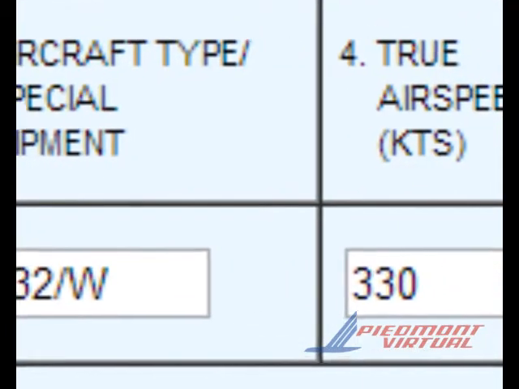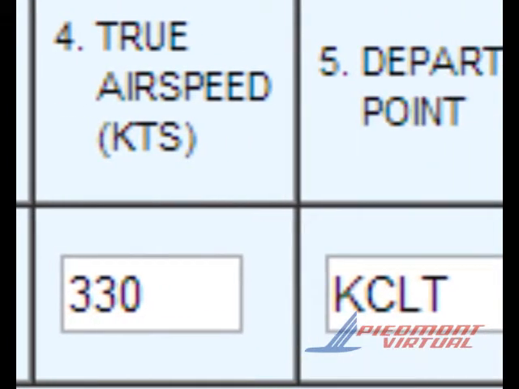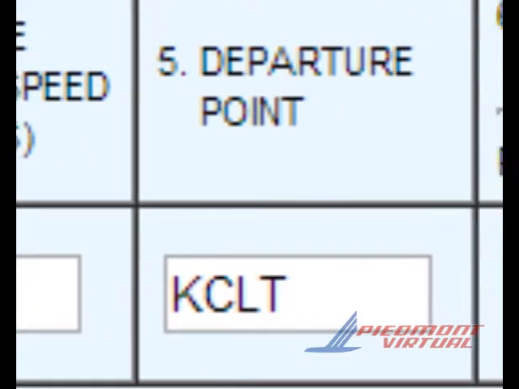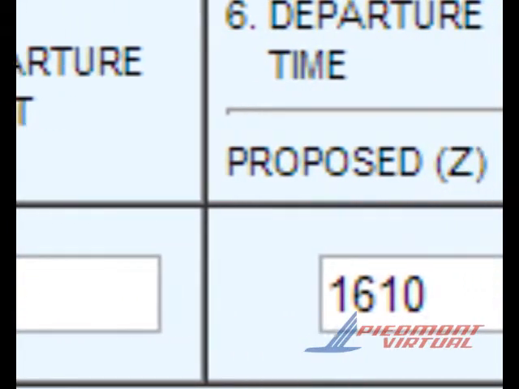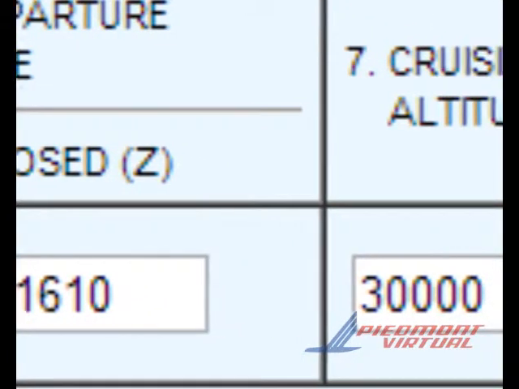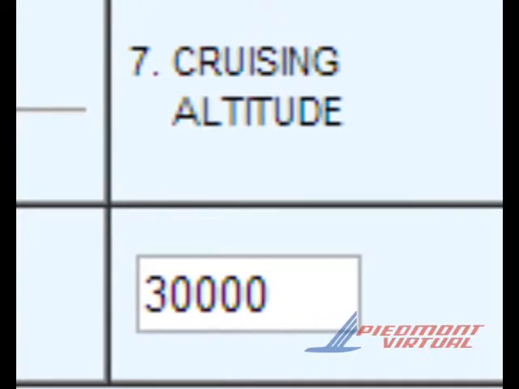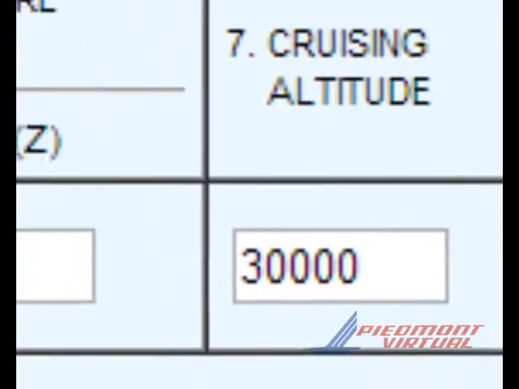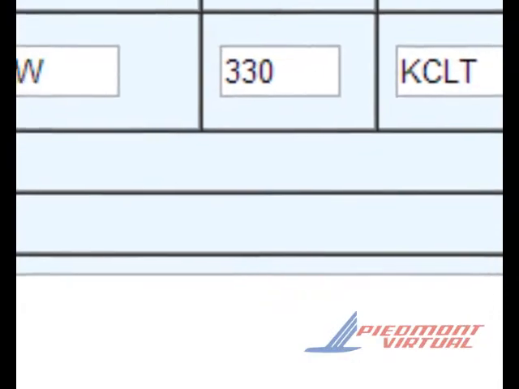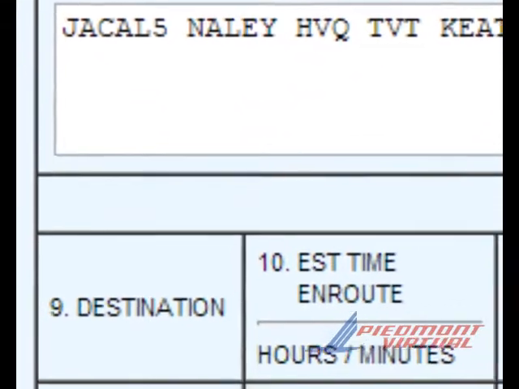True airspeed, I think that's a little hot for conditions, so we'll change that. Departing from Charlotte, departure time, we'll call it 16:10 Zulu time. Cruising altitude for our flight today, we have suggested cruise altitudes on our website, but depending on the wind conditions, you may want to choose something else. So we're going to be flying to the northwest. That means an even altitude, so let's just go for 30,000 feet today. You can put that in either as 30,000 or FL 300. Either way, it'll work. There's the route of flight already in there for you.